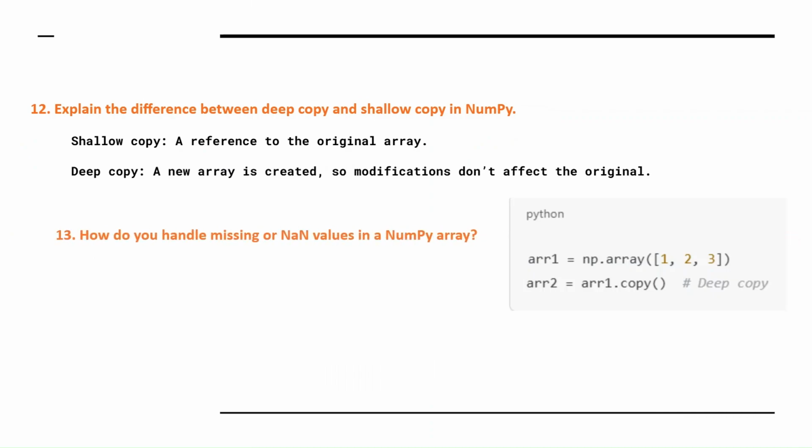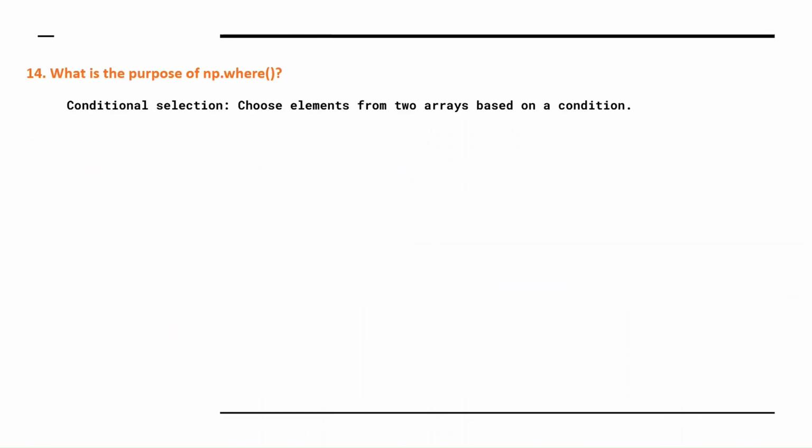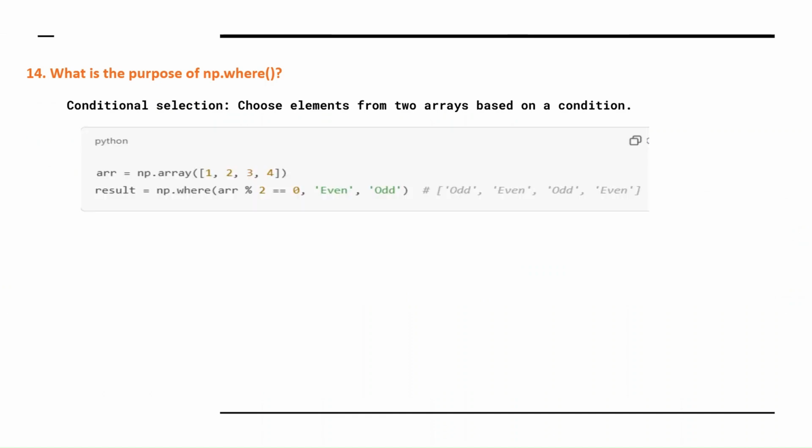How do you handle missing values in NumPy? We have np.isnan to detect NaN, not a number, and we can replace them with a value. What is the use of np.where? np.where helps with conditional operations like shown in the code. We can check where it is an even and where it is an odd number with this np.where.